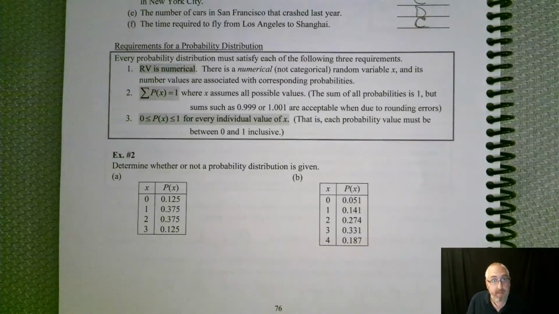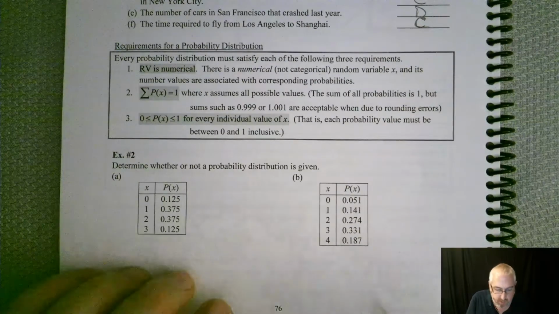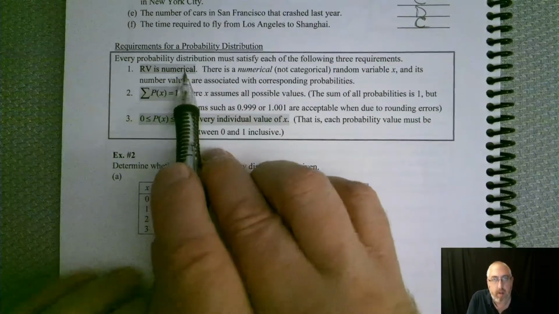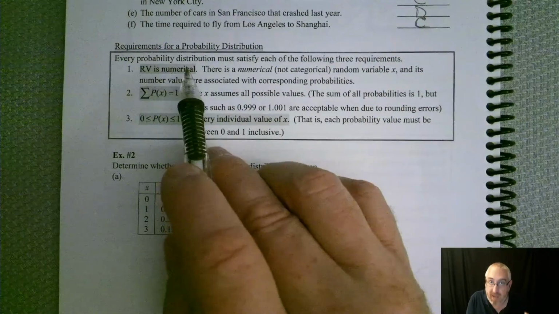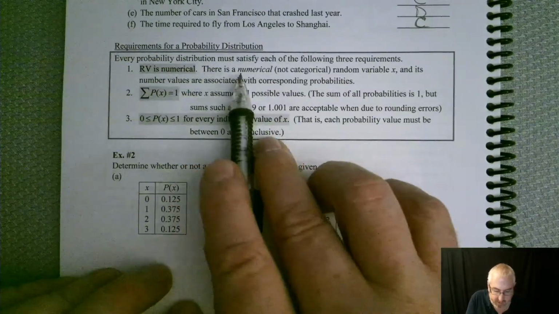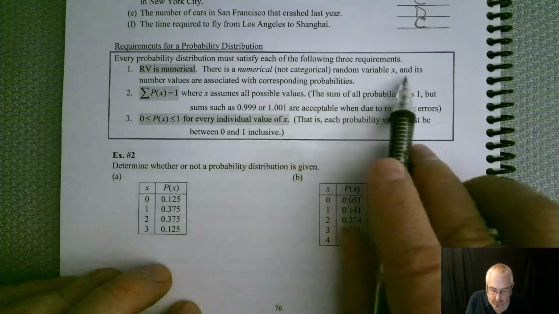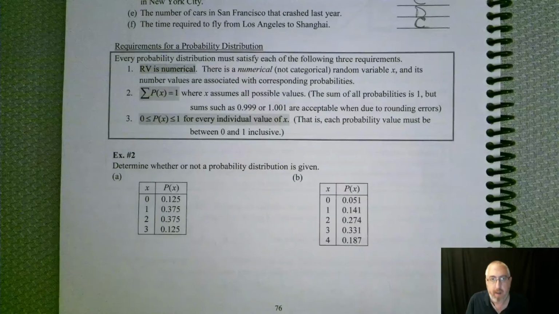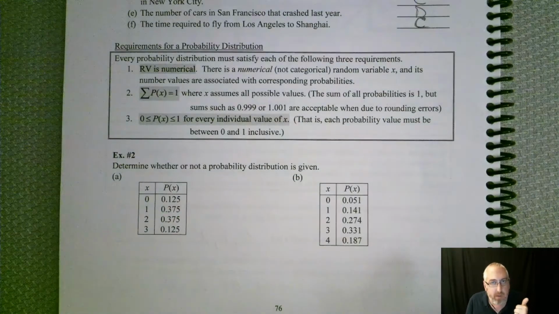Okay, welcome back. And now that we have an understanding of random variables, we know that they have to be numerical, and we have a sense of what a probability distribution has in it. What are those requirements? Now, the first one says that the random variable is numerical. We already said before that a random variable has to be numerical, but this is just a reaffirmation of that. So there is a numerical, not categorical, random variable x, and its number of values are associated with corresponding probabilities. Okay, so that one should be a pretty easy one to confirm.